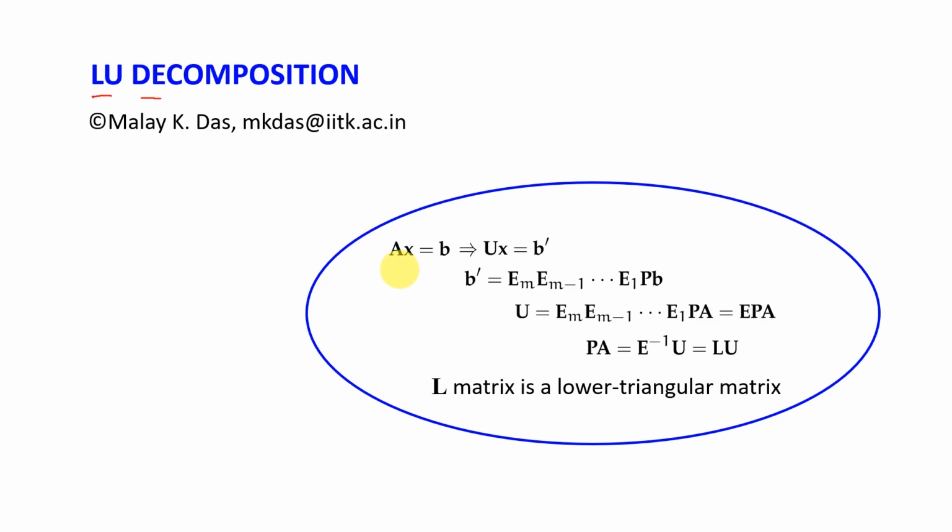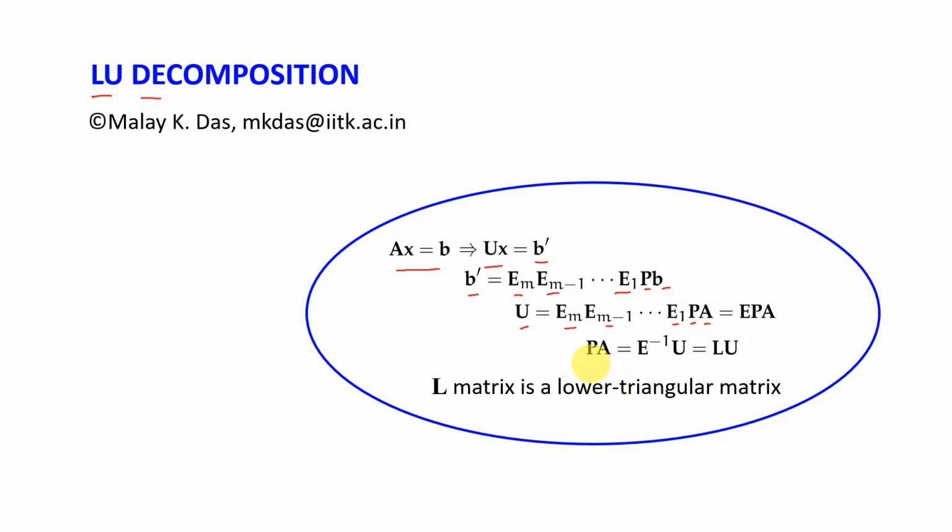In Gaussian elimination, we start with Ax equal to b, and then at the end of forward elimination, we come up to a situation where Ux equals b prime. Here U is the upper triangular matrix. We know that this b prime is E_{m-1} up to E_1, these are elementary matrices, and a permutation matrix P multiplied to b. And similarly U is E_{m-1} up to E_1 into permutation matrix into A.